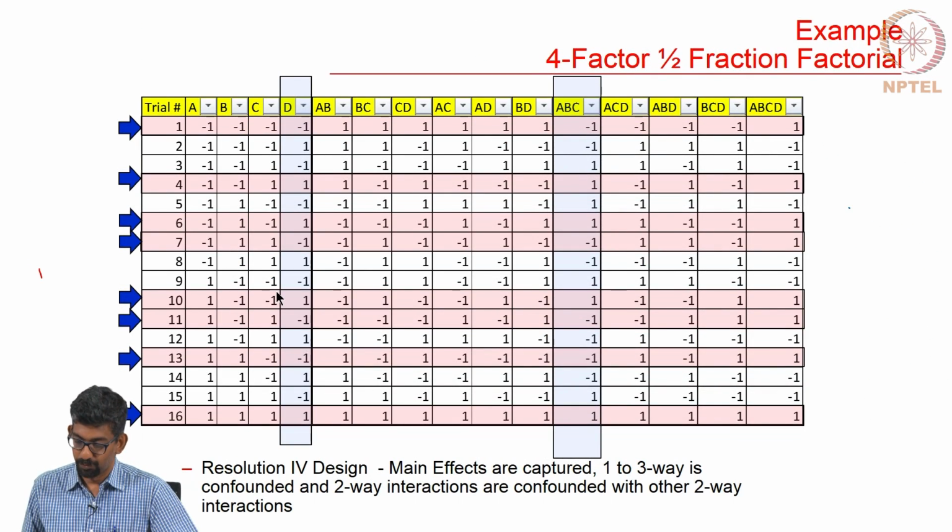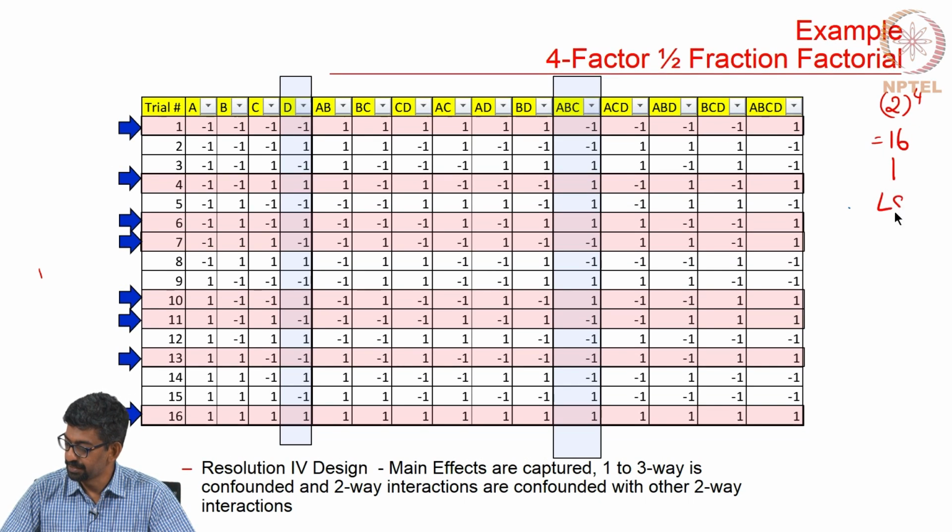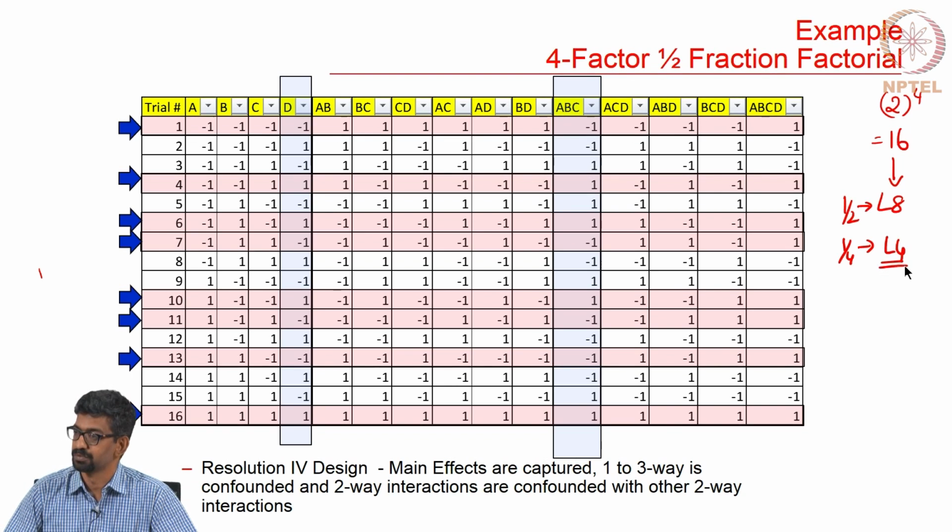Similarly, if you want to do a 4 factor half fractional factorial experiment, this is out of a software or something. So, A, B, C, D, AB, ABC, up to ABCD. Basically it is 2 raised to 4, which is 16. If you look at it, there will be 16 experiments in this. So, I can reduce this to L8, which is half fractional factorial. If I do it to 1/4, then it will be L4. So, the point is, can I do L4?